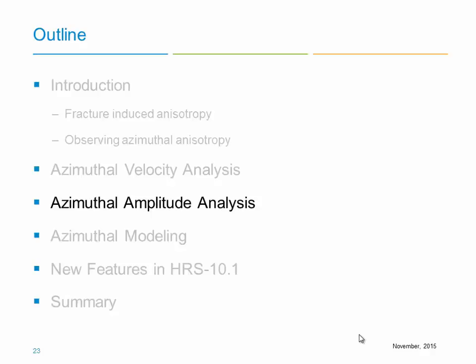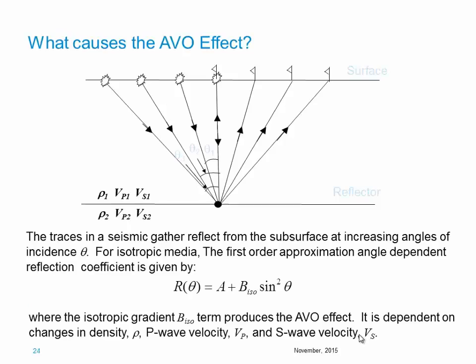So I want to move now on to azimuthal amplitude analysis. And again, remembering our very simple model, for isotropic layers, what we're trying to do is by looking at how the reflectivity varies as a function of incident angle, we're trying to infer our elastic properties within a particular layer. So not only understand the P impedance reflectivity, but by looking at how the amplitude changes as a function of offset, also say something about the S impedance reflectivity.